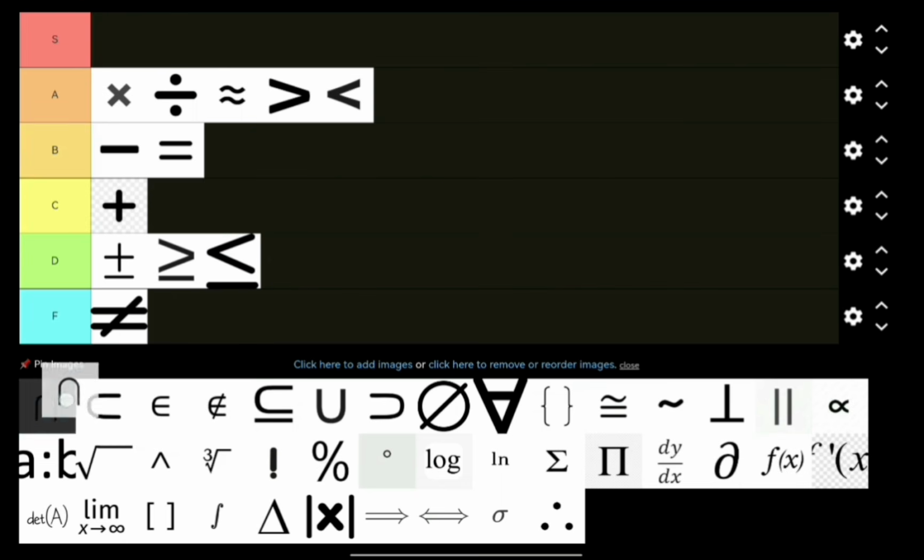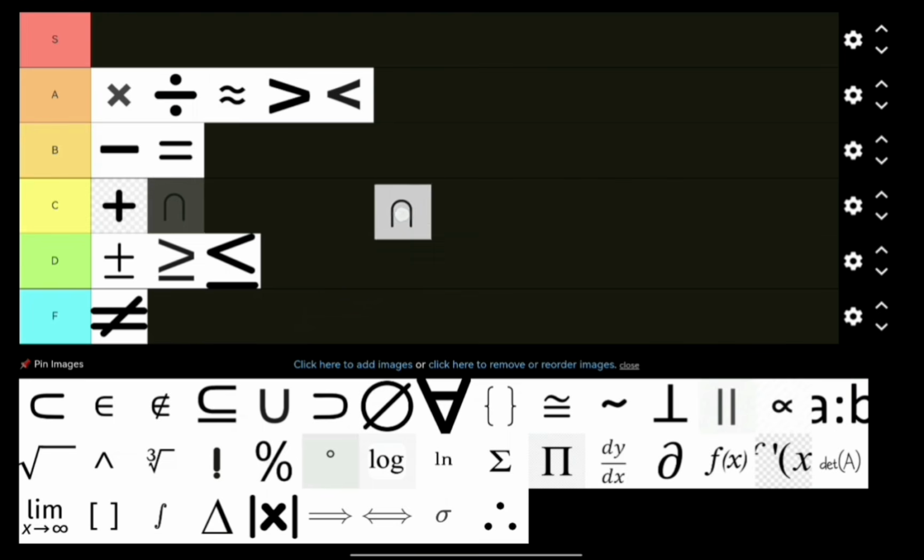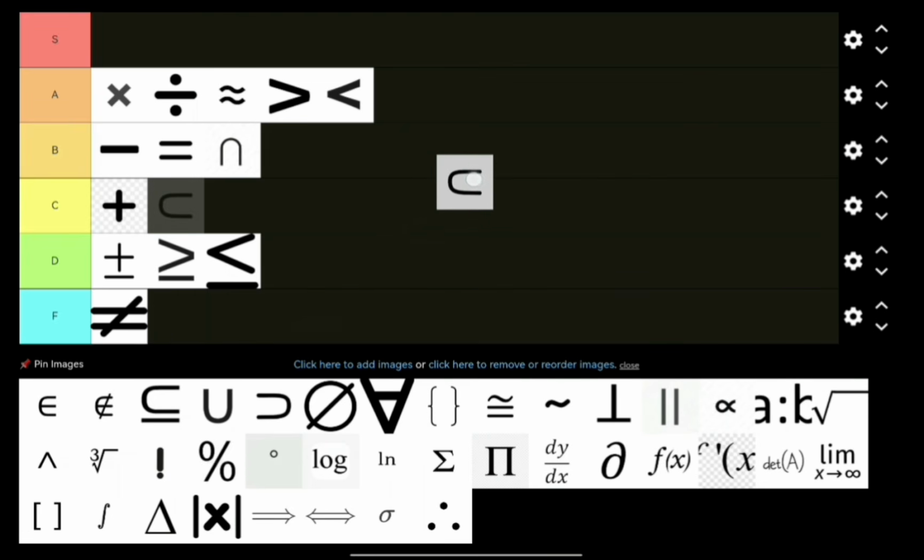Okay, starting off with sets, intersection. That's cute. I'll say A tier because B tier. The problem is she'll be in your business too much, right? Like she doesn't have boundaries, no privacy. So I'll say B tier. Subset, that's very submissive. I'll say C tier, B tier as well.